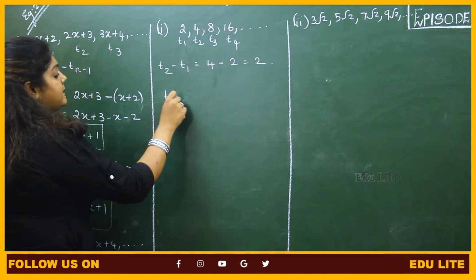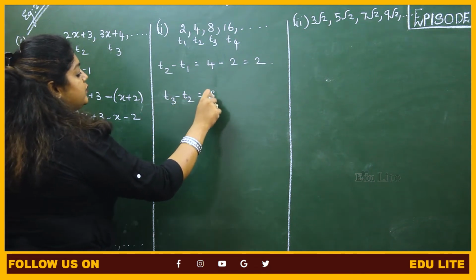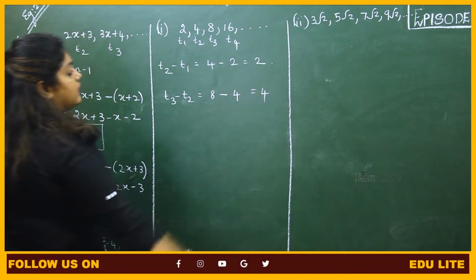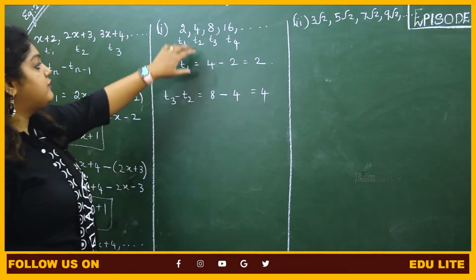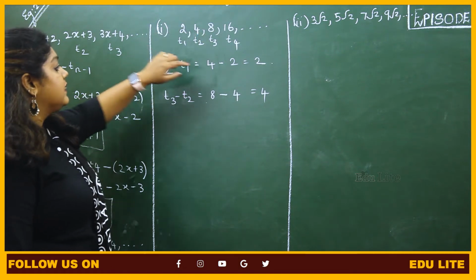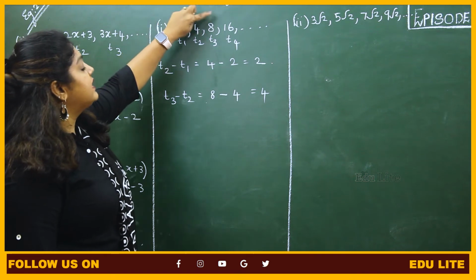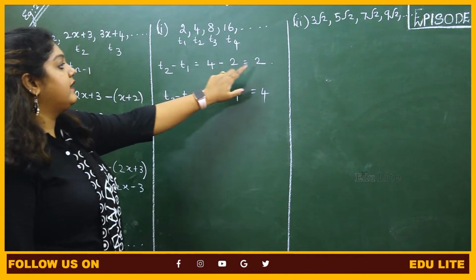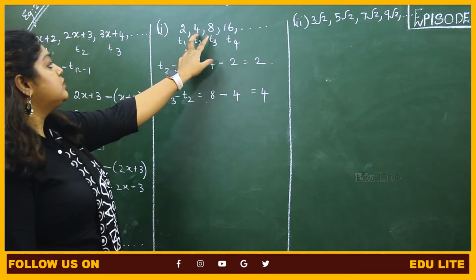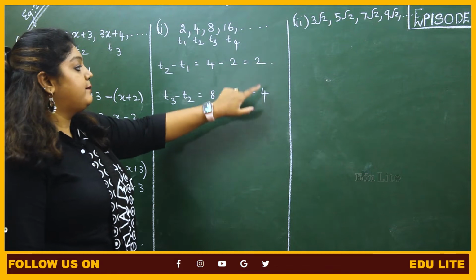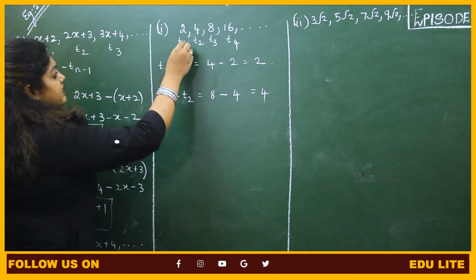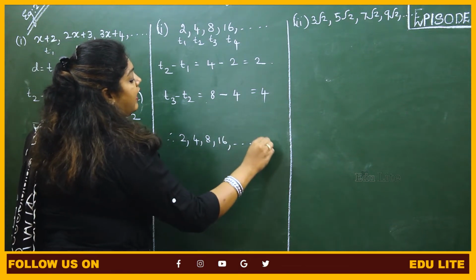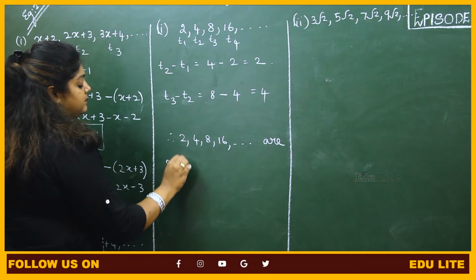Next, T3 minus T2, T3 value is 8 minus T2 value is 4, whereas 8 minus 4 is 4. So from this itself we can conclude that the following sequence is not an AP, because the common difference between any two consecutive numbers are not equal. Between the first two numbers we got the difference as 2 and between the next two numbers we got the difference as 4, and they both are not equal. Therefore, the given sequence 2, 4, 8, 16 is not an arithmetic progression.